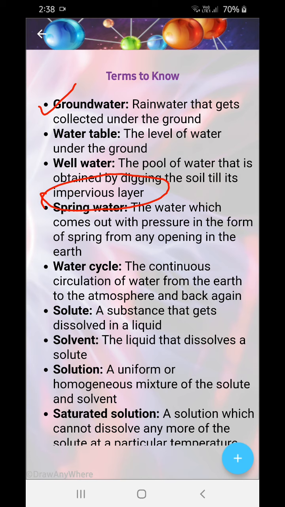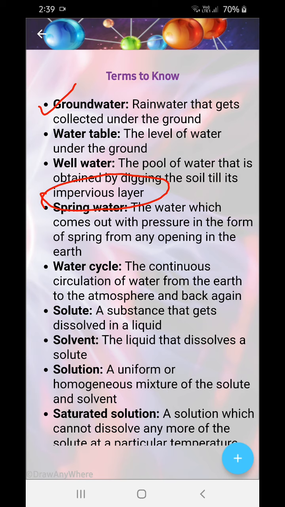Next, spring water: the water which comes out with pressure in the form of spring from any opening on the earth is known as spring water. So, there are certain openings on the earth from which groundwater pokes out and they form springs.